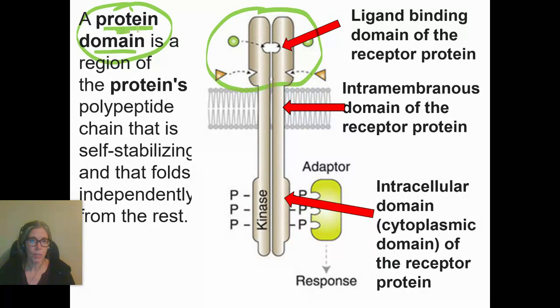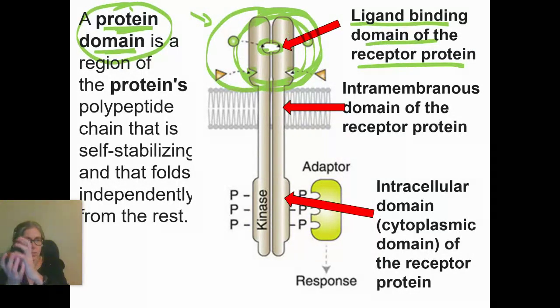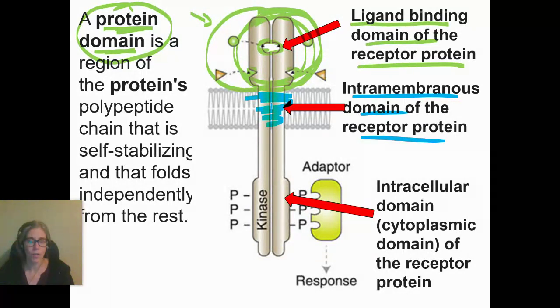And so the domain means the part of the protein that's folding and ends up out here. We're going to say this is the ligand binding domain of the receptor protein. The ligand would bind here and here, but we're going to call this entire thing the ligand binding domain because it's the part of the protein that's folded and ends up outside of the cell. And then we're going to say that this part right here is the intramembranous domain of the receptor protein. So it's the part of the protein that's actually in the cell membrane itself.